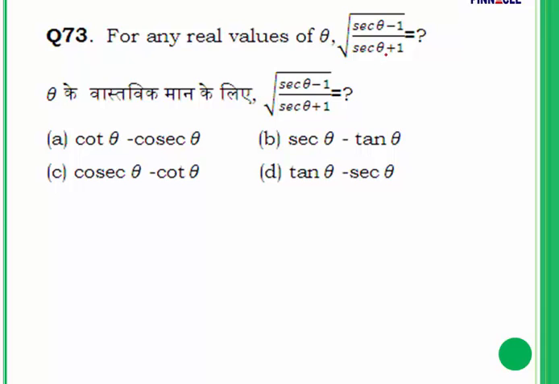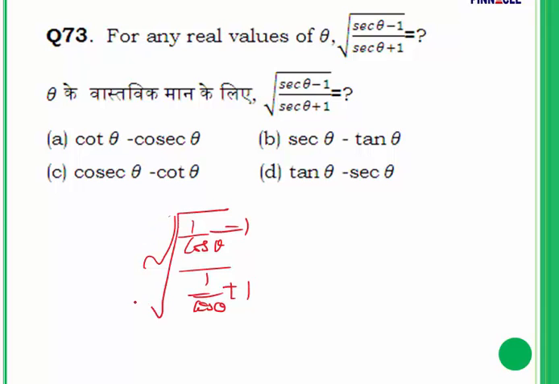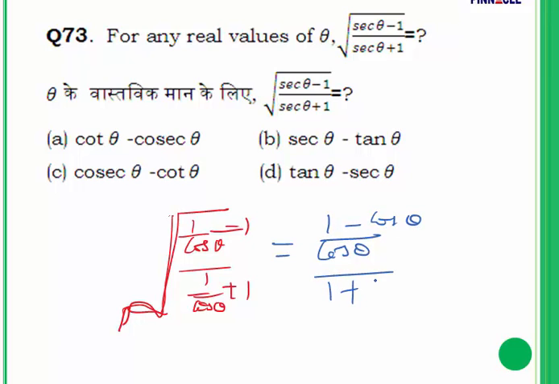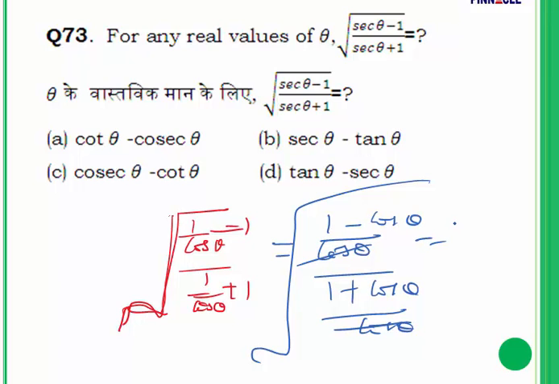The question here is given secant minus 1, secant and minus 1. You can write it in this format: 1 by cos theta minus 1, and 1 by cos theta plus 1, and the root is in this format. So we will get the value here. 1 by cos, you can write in this format, that is 1 minus cos theta, and here 1 plus cos theta divided by cos theta, and cancel. So 1 minus cos theta and here 1 plus cos theta.